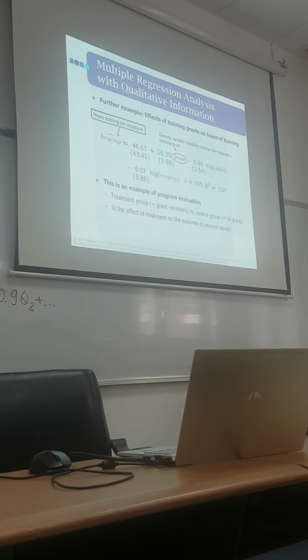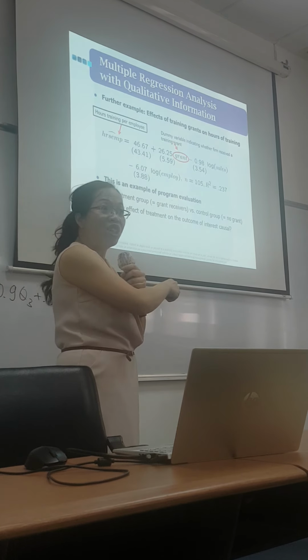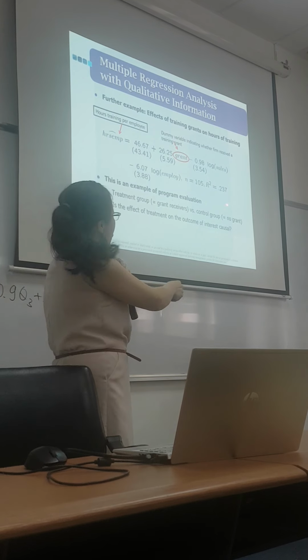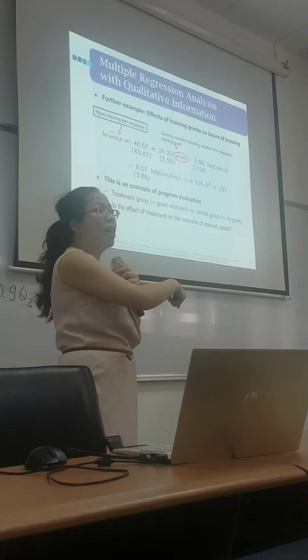Here, the treatment group is going to be the one who received a grant, like a scholarship, for example. And the control group, they got no grants. You're going to see whether the people receiving grants got higher hours of training for employees, or higher wage or higher productivity, for example. So you're going to run that regression.